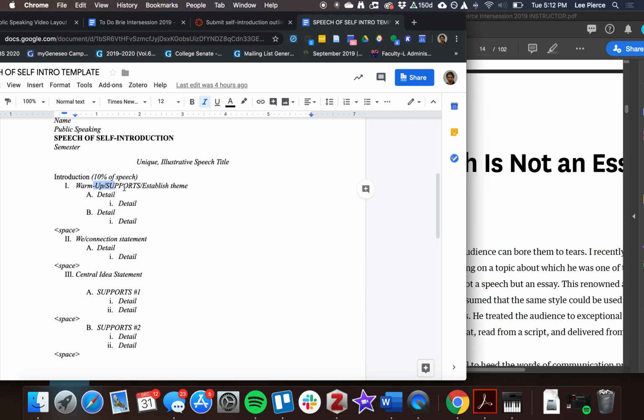And then we have a little warm-up. So when you do a warm-up, you're going to pick one of the supports. We'll talk about the supports in the second video. And the warm-up is not about the topic. So even though the central idea statement might be about you, you don't warm up talking about you. If the theme is hyper neatness, you want to warm up talking about hyper neatness.